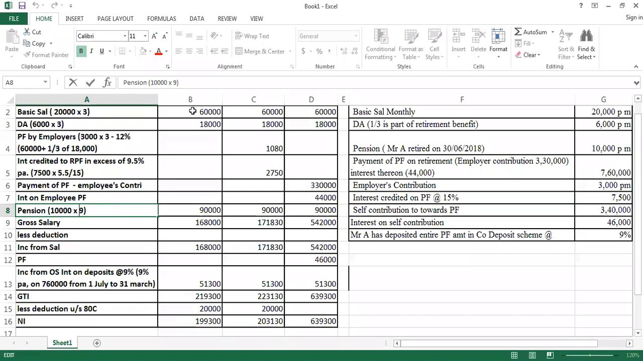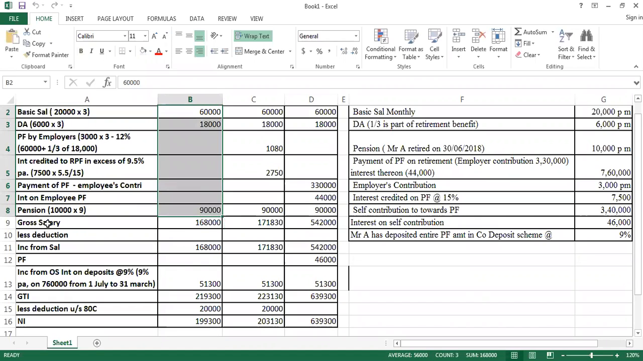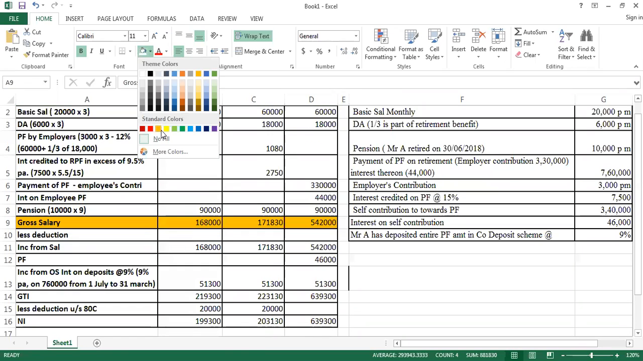So this is an income for all three heads, so it is going to be considered under all three heads. Now, if you take a total of this, I get my gross salary.